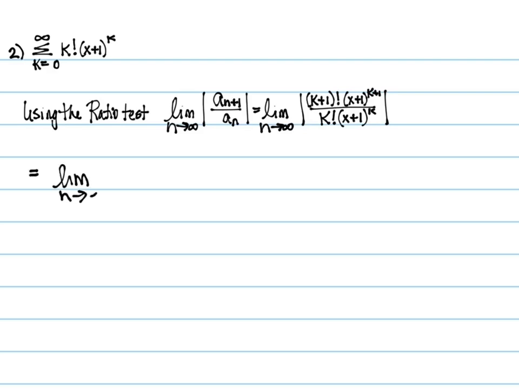Okay, so I'm left with a k plus 1 on top. Is that right? Yep. So this piece cancels with the k factorial part of this piece, leaving me with just k plus 1. What else cancels or simplifies? Yep. x plus 1 to the k.